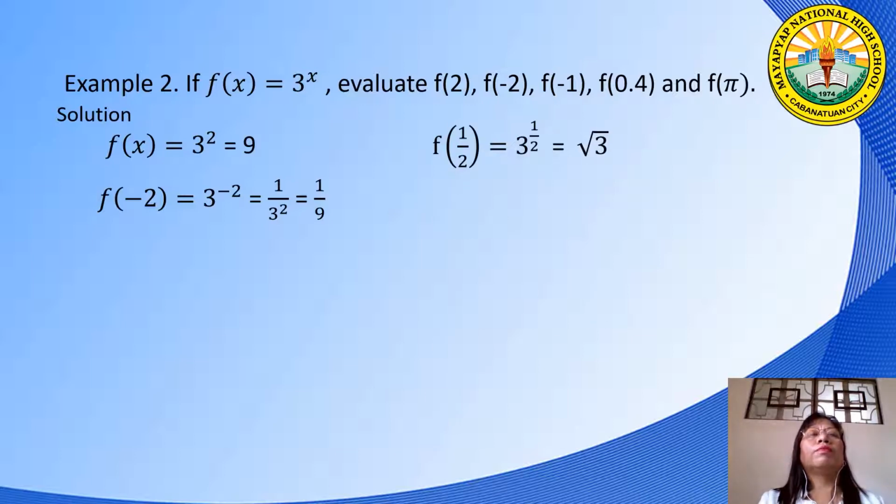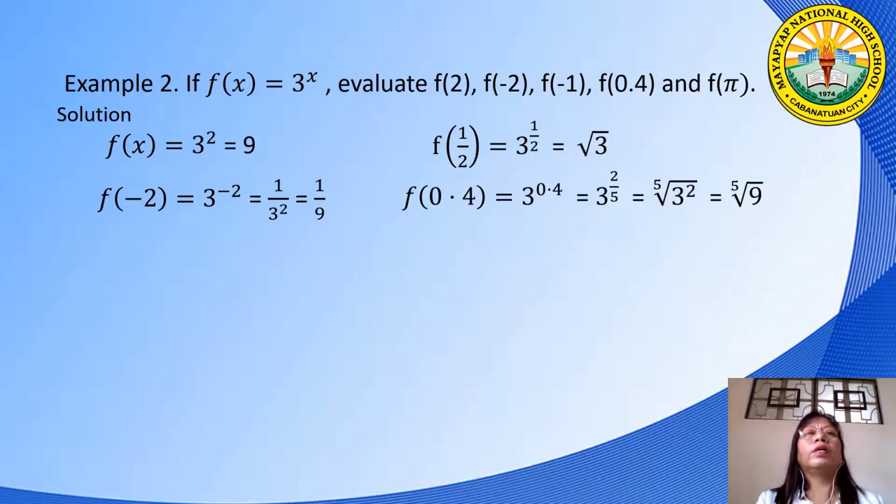And for f of 1/2, replace x with 1/2, so it equals 3 raised to 1/2, then change to radical form. Your numerator becomes the exponent of the radicand, and the denominator becomes the nth root of the radical sign, so that it becomes the square root of 3. Therefore, f of 1/2 equals square root of 3.